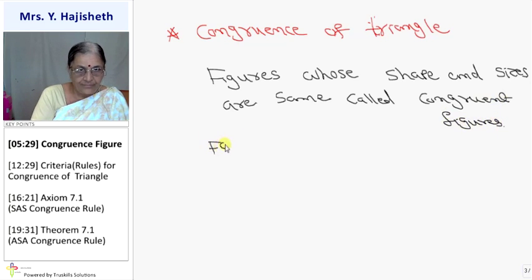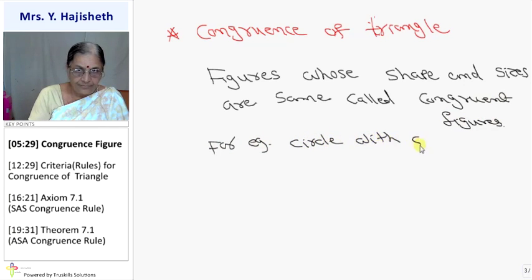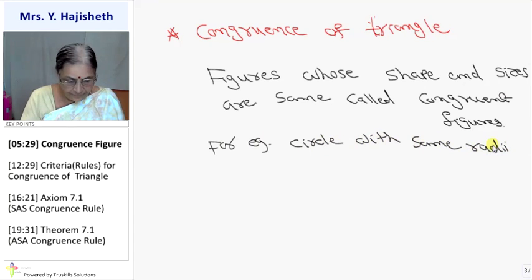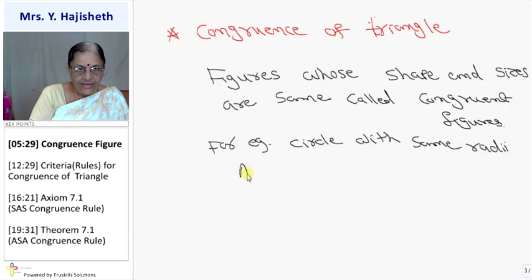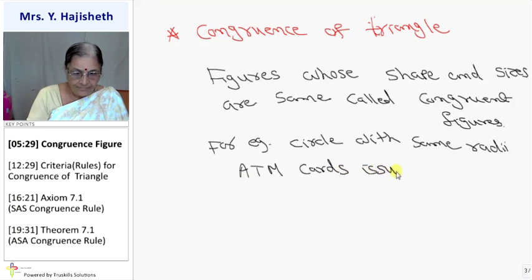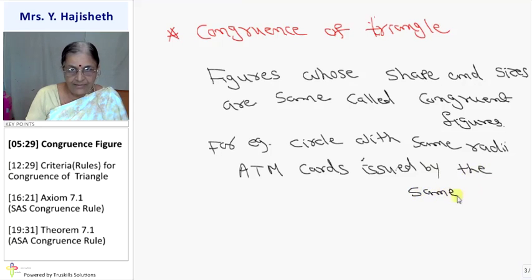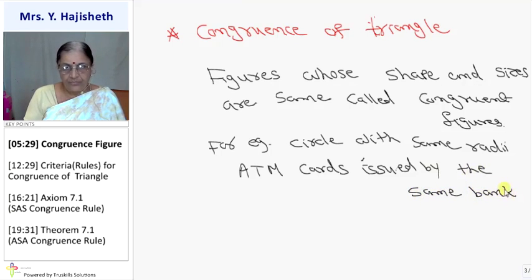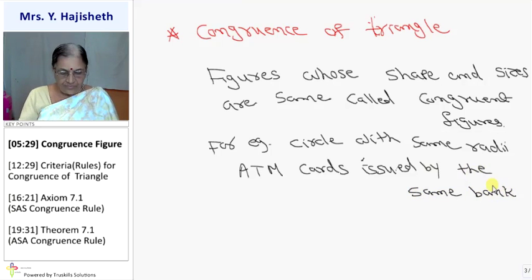For example, circles with same radii. Their centers can be different, but circles with same radii are congruent, an example of congruent figures. Then ATM cards issued by the same bank. Different banks have different cards, but the ATM cards of one bank have the same shape and same size. It is not that one is smaller and another bigger.